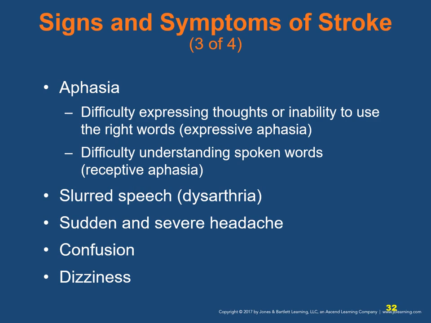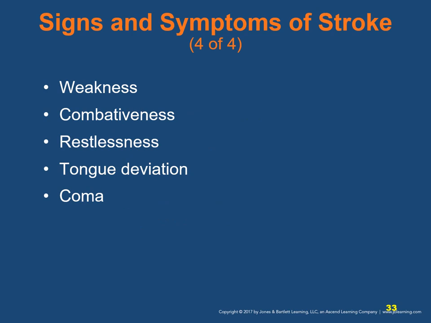Aphasia is difficulty expressing thoughts or inability to use the right words, which is expressive aphasia, or difficulty understanding spoken words, which is receptive aphasia. Slurred speech is called dysarthria, and that may be present. They may also have sudden and severe headache, and general confusion and dizziness. Some additional things they might present with are weakness, combativeness, restlessness, tongue deviation, and they may lapse into full coma.